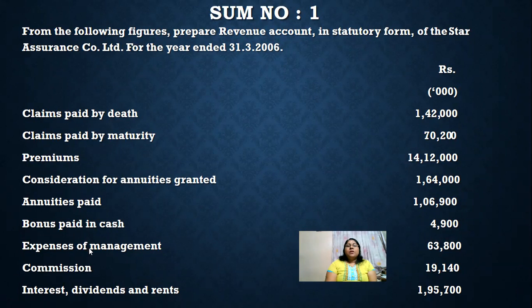Expenses of management, it's operating expenses, schedule number 3. Commission is in schedule number 2. And interest, dividends and rents are income from investment. I will show them in the revenue account under the category income from investment.